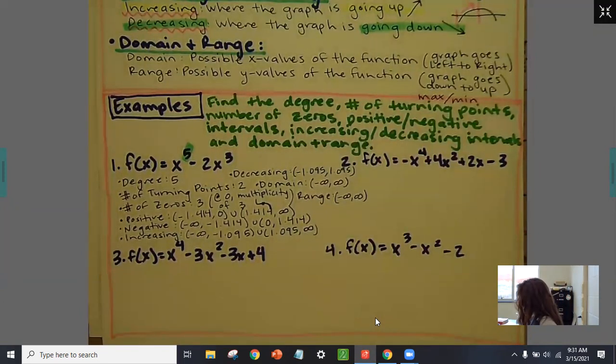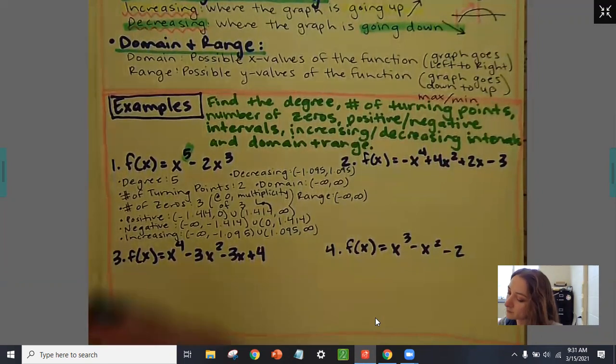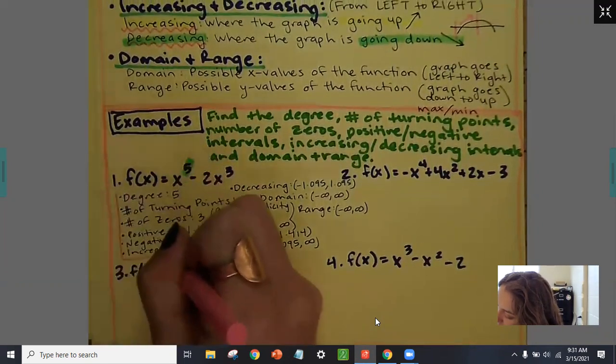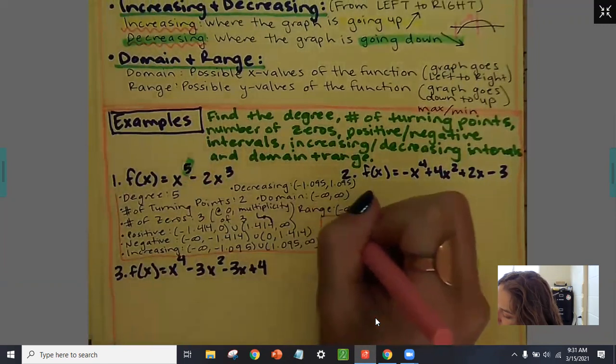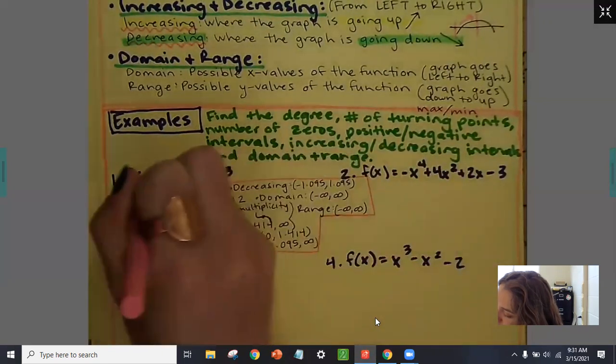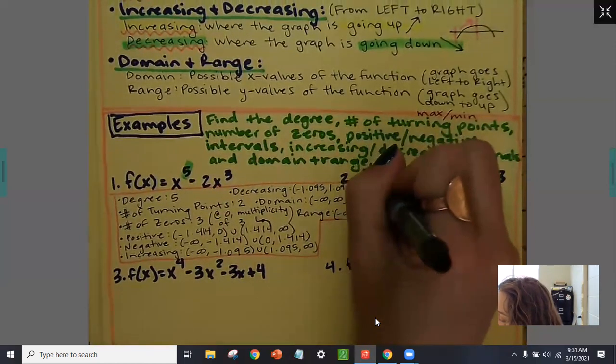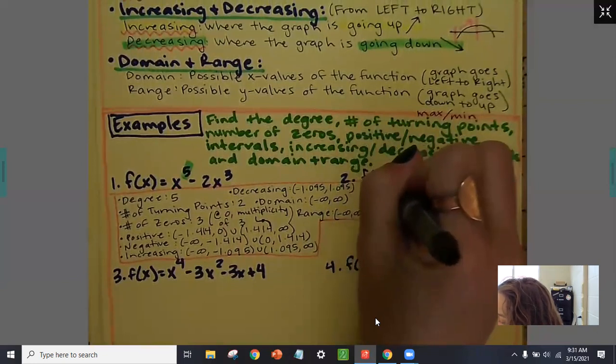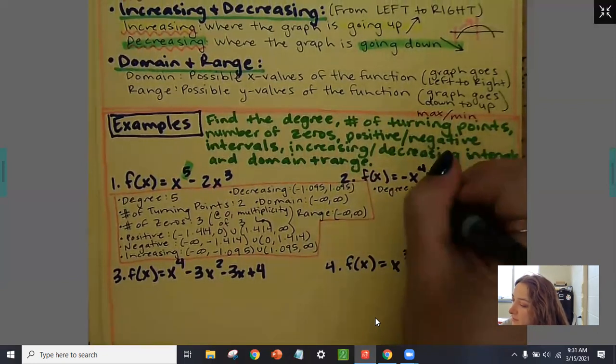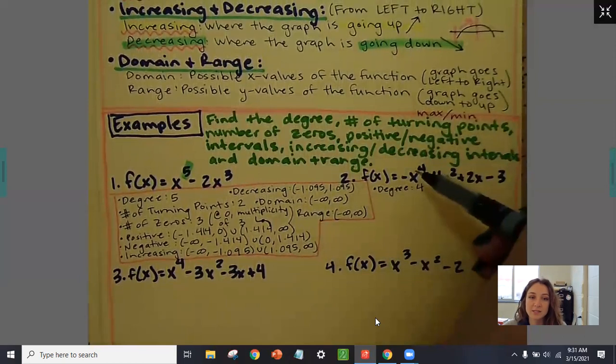Okay, so let's try out another example. Let's box our answer here. Okay, so this second one, we're looking at this function right here. So let's start with our degree. And that's just going to be the highest exponent. So the degree on this one is going to be 4 because it was the highest exponent there.